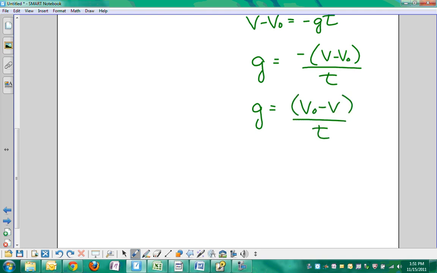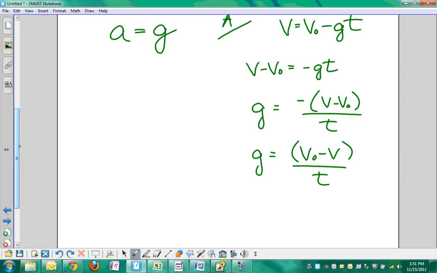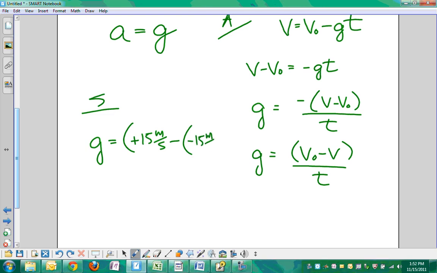So is it going to be important that v final is negative? It is important. Otherwise, we'd get an answer of 0, wouldn't we? All right. Now we're going to get an answer of 30. So now we're going to do our solution, and we're going to say that g is equal to v naught. What's our v naught? Positive 15 meters per second minus, what's our v final? Negative 15 meters per second. See why it's important? And that's all over t.